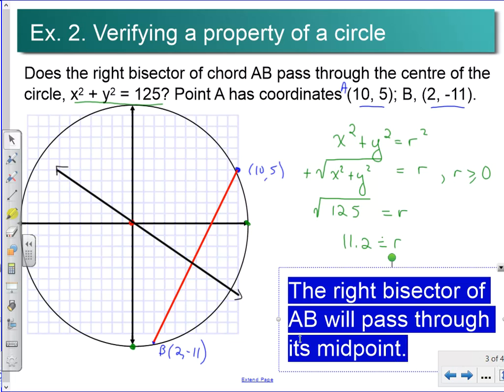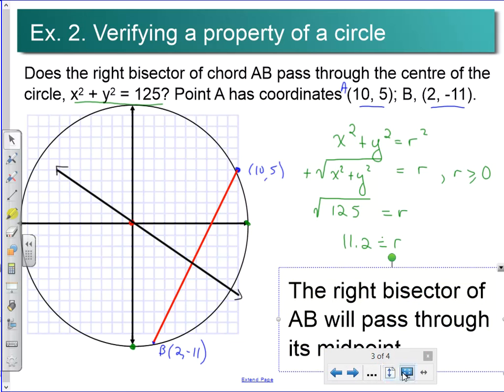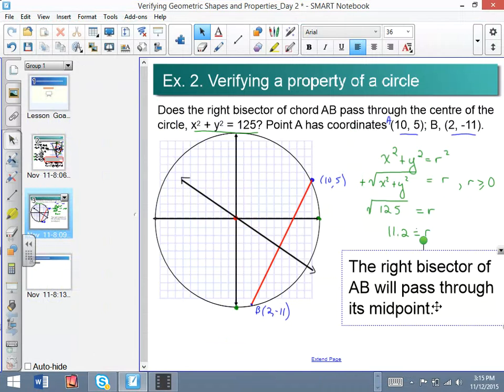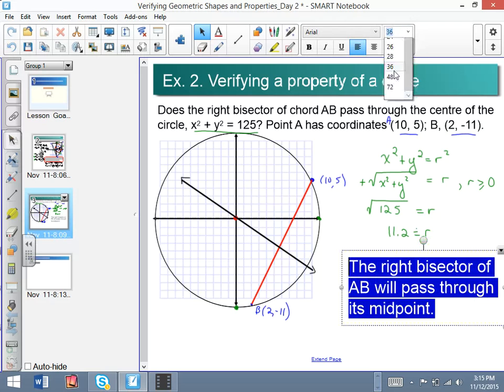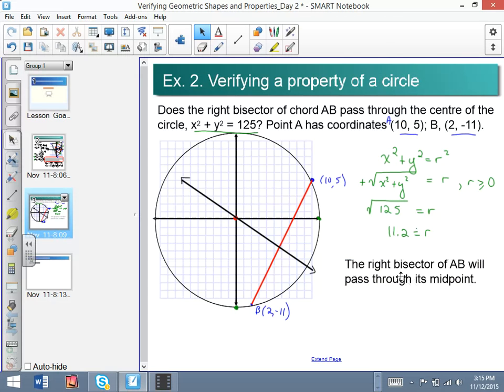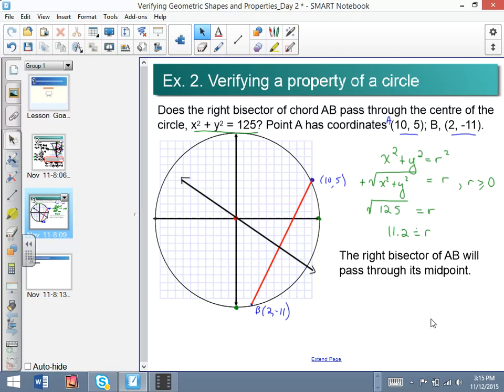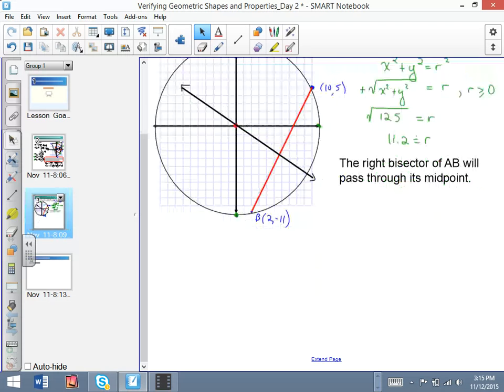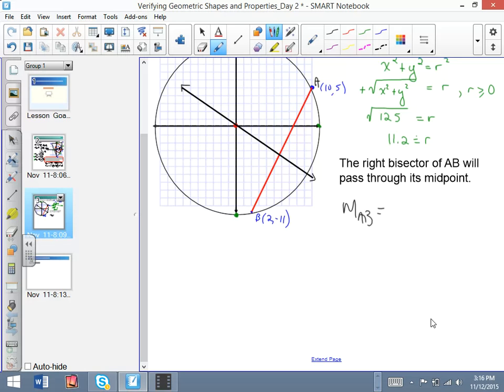Just going to drop the font size on that, just so we have more space on the screen. So what we really do need to do now is to find out the midpoint of AB, and then we'll know where that bisector happens to go. So let's go ahead and do that. The midpoint of the chord AB.